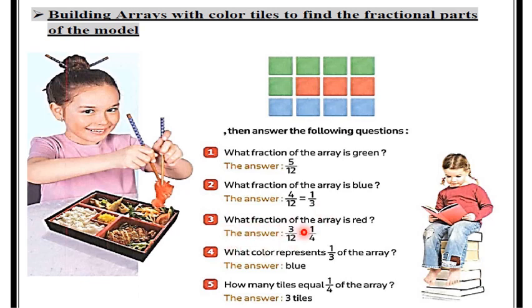What fraction of the array is red? So I'm going to write the number of red, 3, over the total, 12. So it will be divided by 3, it will be 1 over 4.